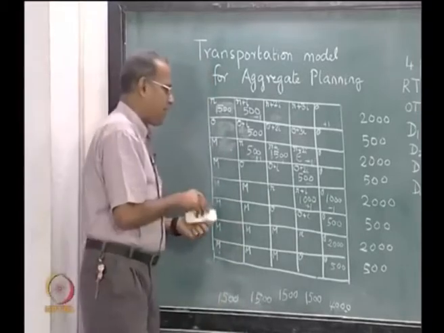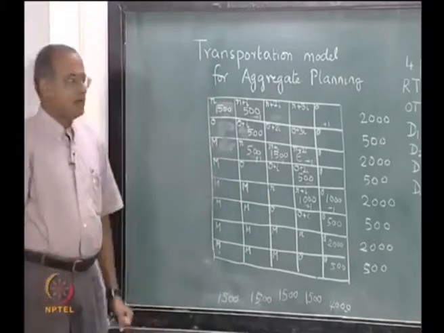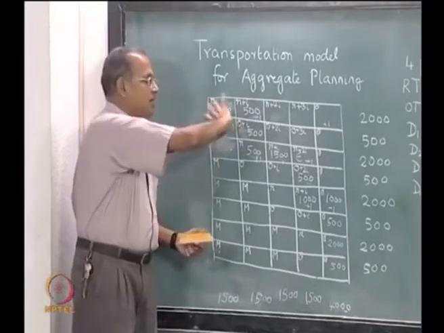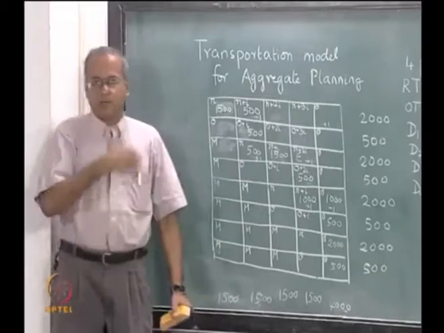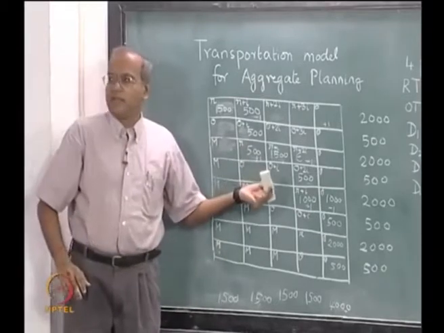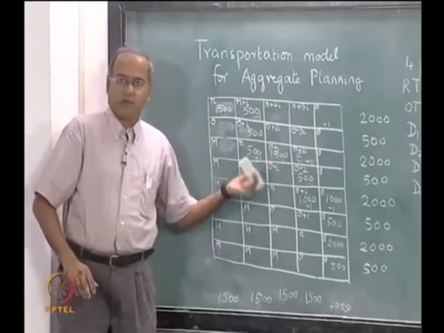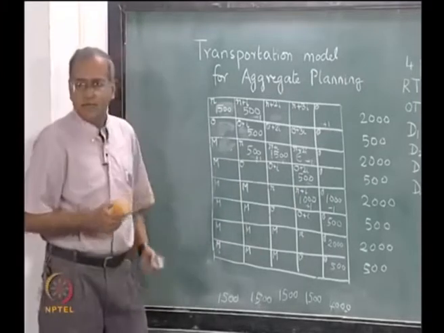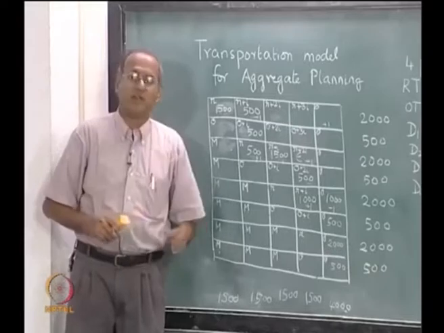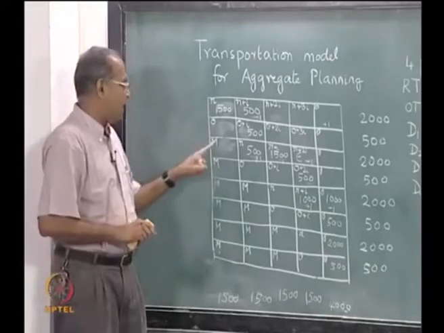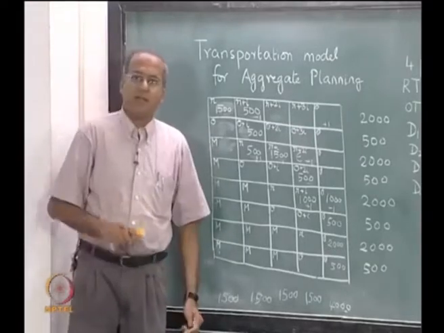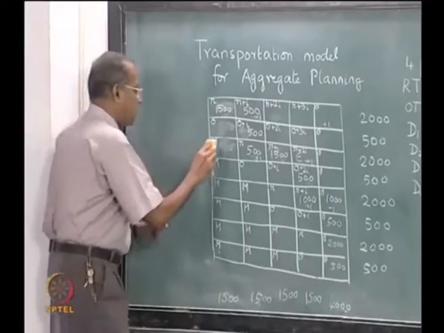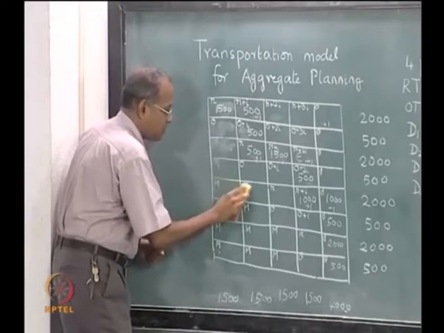Now, let us come back and do a few more things. Before I proceed, one can now apply the stepping stone method or the MODI method to try and get to the optimal solution for this problem. Now, let us look at some more things. Let us relax one important assumption: instead of back ordering not allowed, let us allow back order and see what happens. So, when we allow back order, I am going to remove all these.